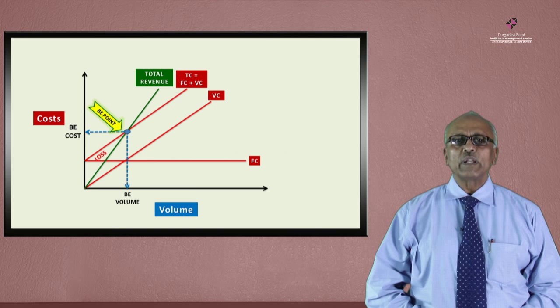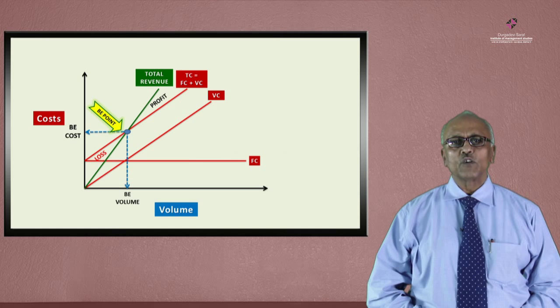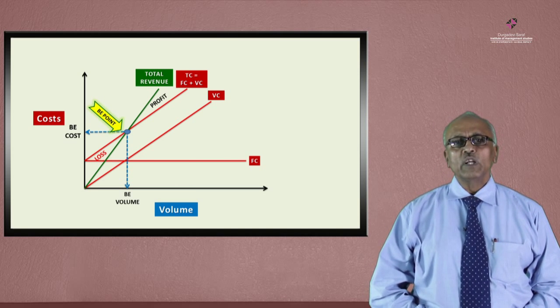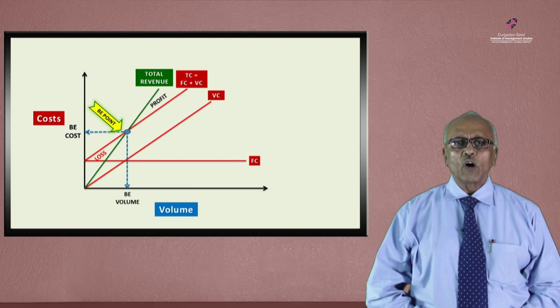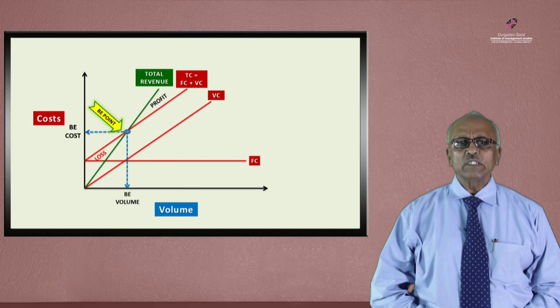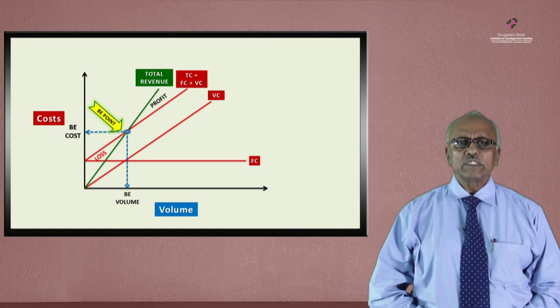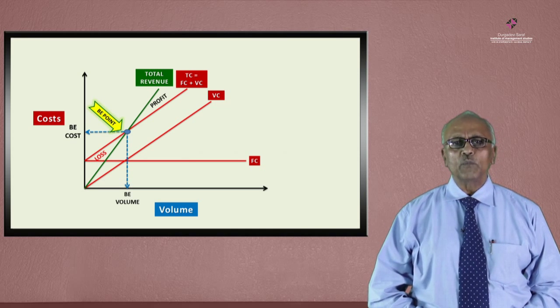Beyond the break-even point, however, the green line is above the red line. That is, the total revenue line is now above the total cost line, and therefore this is your profit region. So for all volumes higher than the break-even volume, the company is actually making a profit. This is important because you need to understand what is the volume beyond which the company will start making a profit. And obviously it follows that the earlier you reach the break-even volume, the earlier you will start making profits.